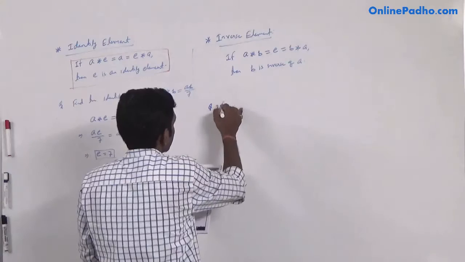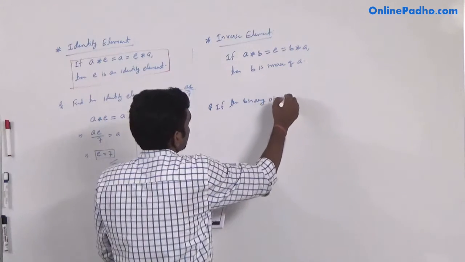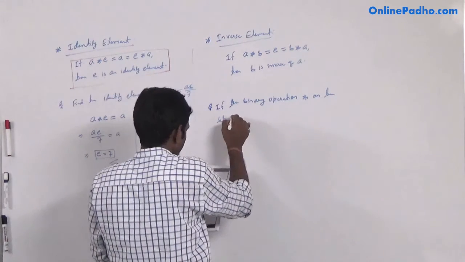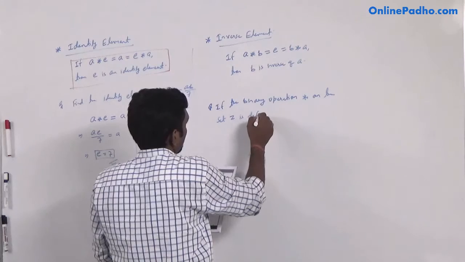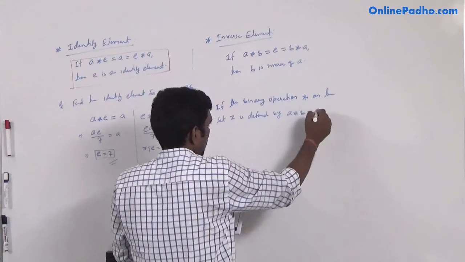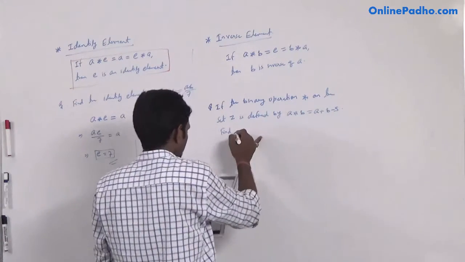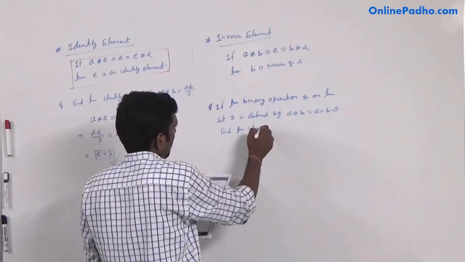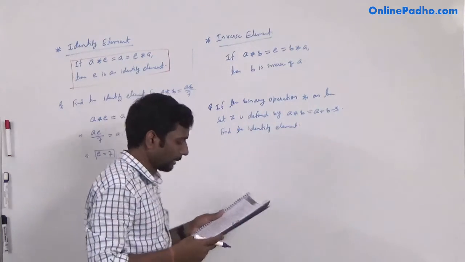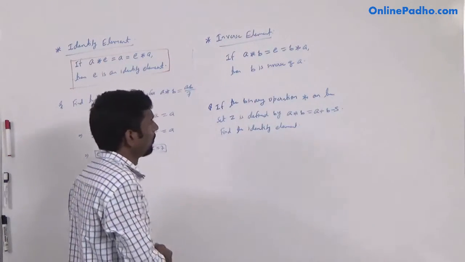If the binary operation star on the set Z is defined by A star B is equal to A plus B minus 5, find the identity element with respect to star. So we have to find identity element here.